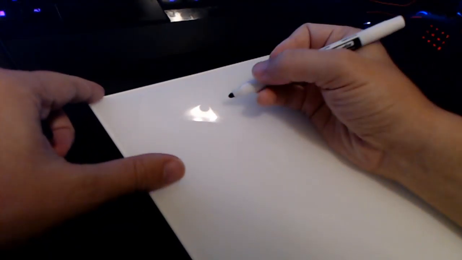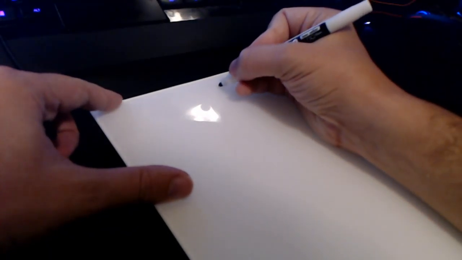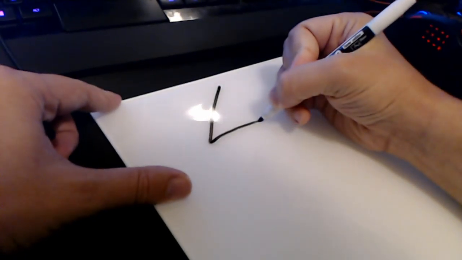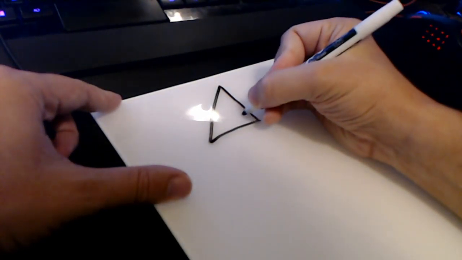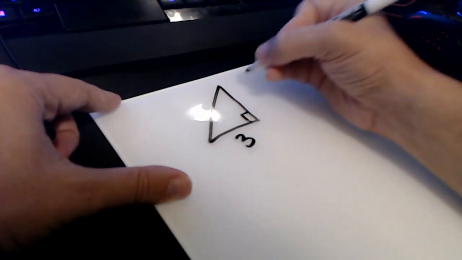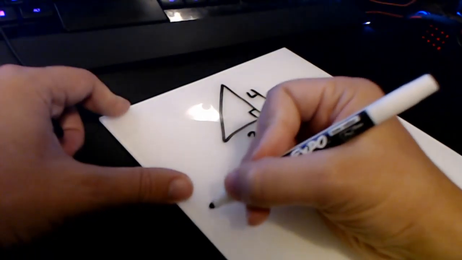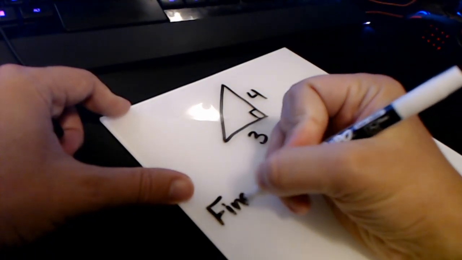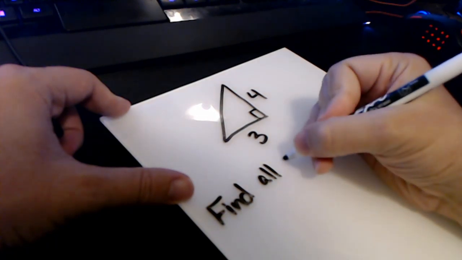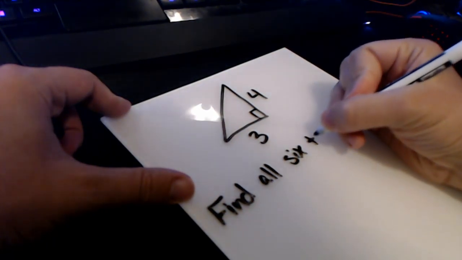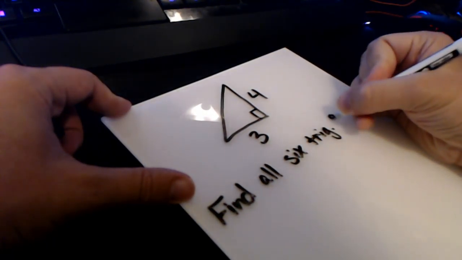And it has to deal with the fact that if you have a right triangle, and you know this side's 3 and this side's 4, we're going to say, find all 6 trig functions.